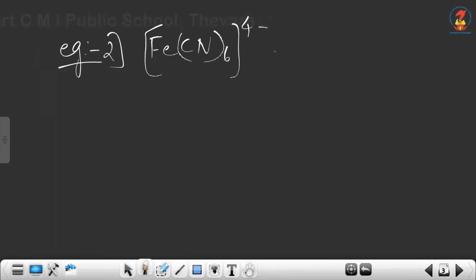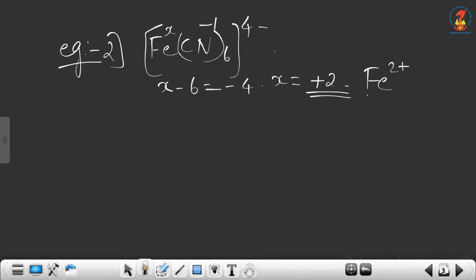Again, check the oxidation state of the central metal ion. So here we have x minus 6, so x minus 6 is equal to minus 4. x will be equal to minus 4 plus 6, which is plus 2. So the ion is in the 2+ oxidation state.